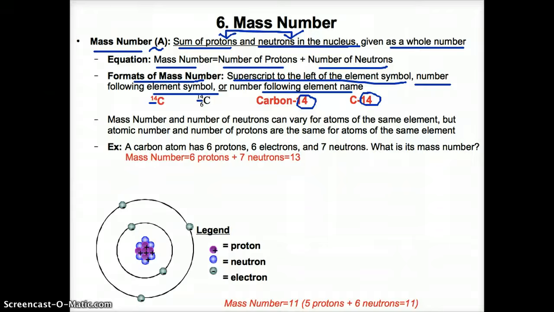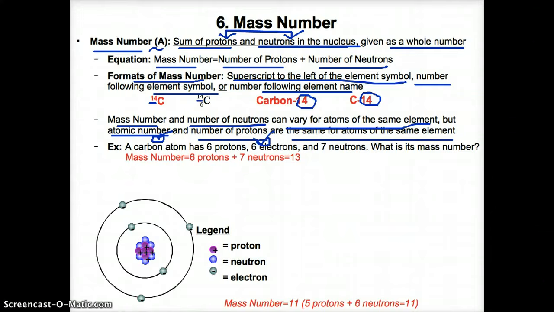Now, I also want you to note that the mass number and the number of neutrons can change for atoms of the same element, but as we know from before, the atomic number and the number of protons must be the same for all atoms of the same element. This should make sense because the only two things used to identify an atom of any element are atomic number and number of protons. So those are the only two things you cannot change if you want the same atom.